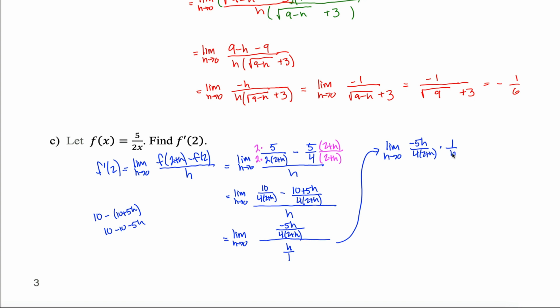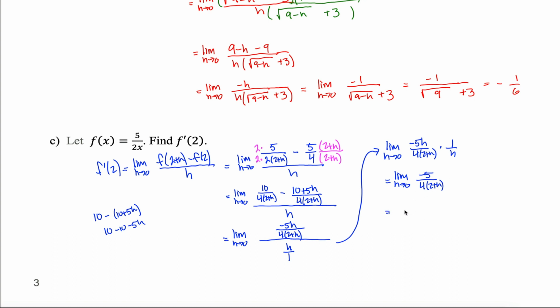The great thing about this expression is this h and this h can cancel out, because up top I just have negative 5h times 1, in other words negative 5 times h. And in the bottom, I have 4 times 2 plus h times h, a bunch of stuff being multiplied together. You can cancel over multiplication. I've got negative 5 divided by 4 times 2 plus h that I'm trying to take the limit as h approaches 0 of. This limit is a lot easier to evaluate than the previous limit because that limit is discontinuous at 0, but this limit is continuous at 0.